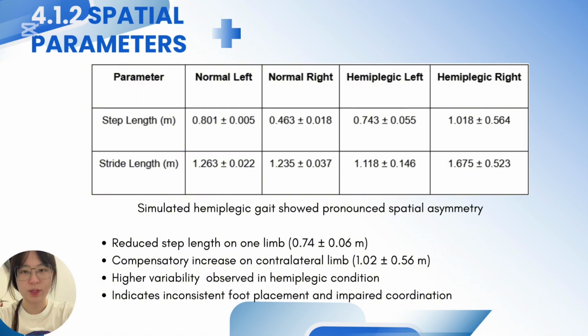Normal walking demonstrates relatively consistent step length and stride length, with overall spatial symmetry and efficient forward progression. However, in the simulated hemiplegic condition, pronounced spatial asymmetry was observed. Step length was reduced on one limb, while the contralateral limb showed a compensatory increase, resulting in an uneven step pattern and higher variability. This increased variability suggested impaired interlimb coordination, which is typical of compensatory gait strategies.